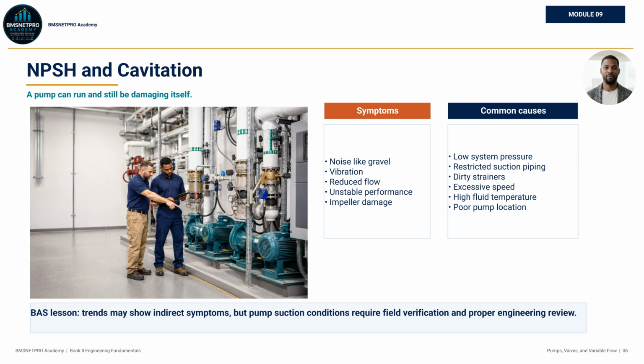Cavitation occurs when local fluid pressure drops low enough for vapor bubbles to form and collapse. In the field, it may sound like gravel inside the pump. You may also see vibration, reduced flow, unstable performance, or long-term impeller damage. BAS trends can help identify indirect symptoms, but the BAS is usually not enough to prove cavitation. You need field measurements and pump system knowledge.